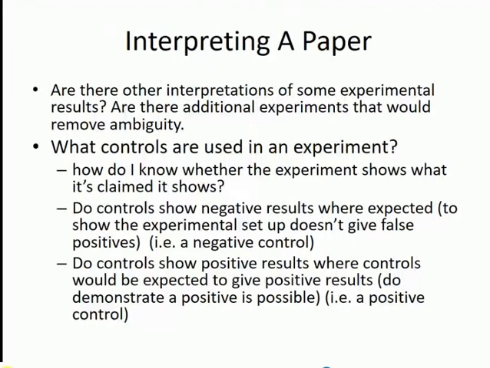And so this is really important. For example, with your critical analysis, the essay you've got to write, are there the right controls in the paper? Can you see an alternative hypothesis for the results they're showing for which they haven't done an experiment that rules it out?